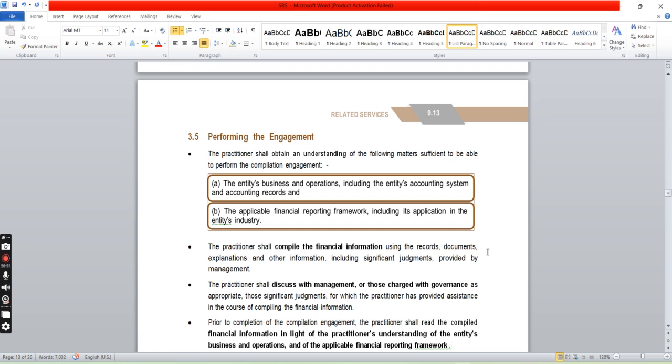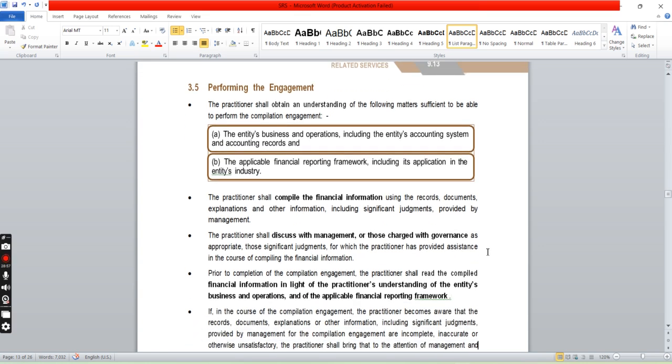प्रैक्टिशनर जो है वो कंपाइल करेगा सारी की सारी फाइनेंशियल इंफॉर्मेशन को यूजिंग द रिकॉर्ड्स, डॉक्यूमेंट, एक्सप्लेनेशन एंड अदर इंफॉर्मेशन, इंक्लूडिंग व्हाट आर द सिग्निफिकेंट जजमेंट प्रोवाइडेड बाय द मैनेजमेंट. द प्रैक्टिशनर डिस्कस करेगा मैनेजमेंट के साथ और उनके साथ जो चार्ज विद गवर्नेंस हैं, जो भी अप्रोप्रिएट होगा, जो भी सिग्निफिकेंट जजमेंट है फॉर विच प्रैक्टिशनर हैज प्रोवाइडेड असिस्टेंस इन द कोर्स ऑफ कंपाइलेशन ऑफ फाइनेंशियल इंफॉर्मेशन.